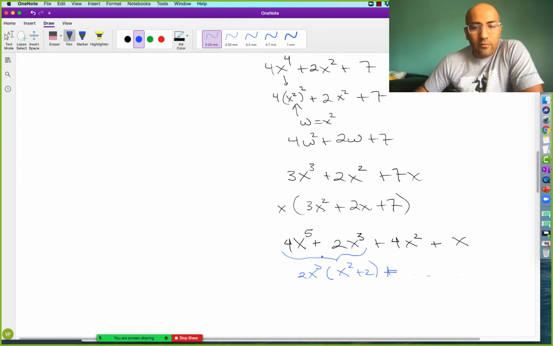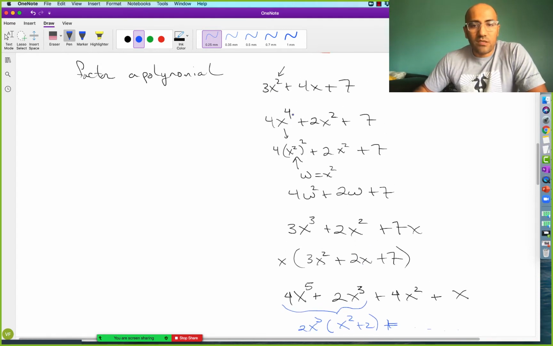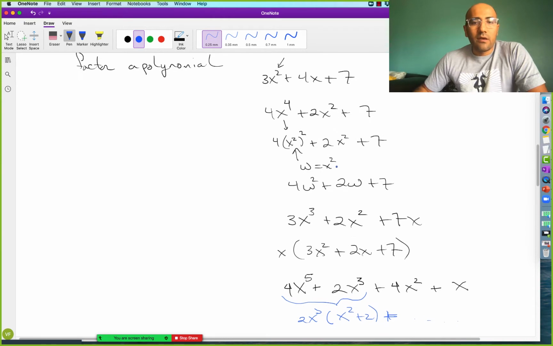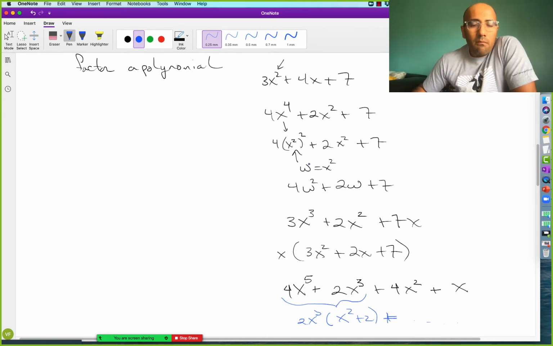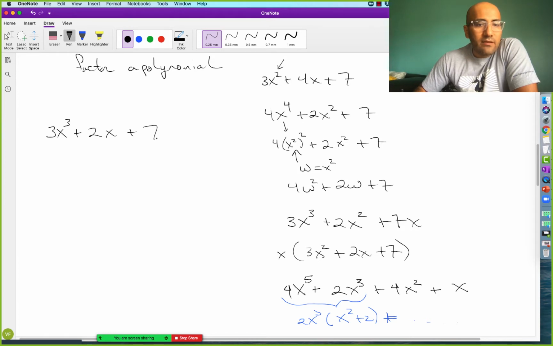So we can try factor by grouping. We can try factoring out a common factor. We can try maybe some sort of interesting substitution that might work out. But there were, by and large, very few cases where we had a polynomial that was of a higher degree. Right? So now if we were asked to factor 3x to the 3rd power plus 2x plus 7, say something like that, we are stuck.